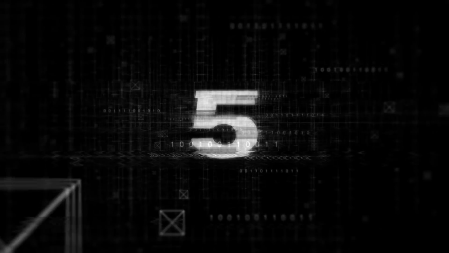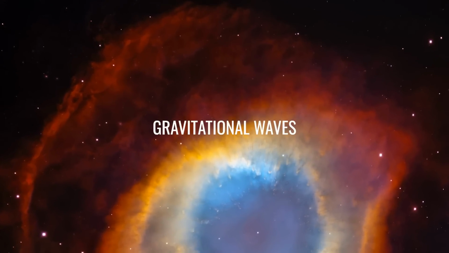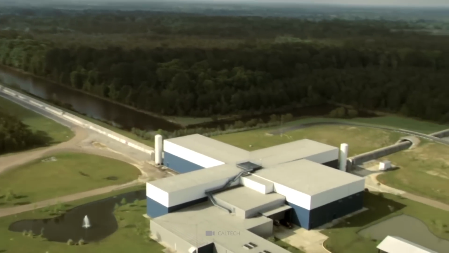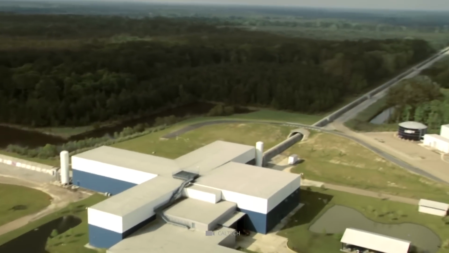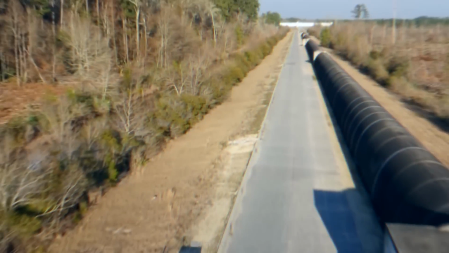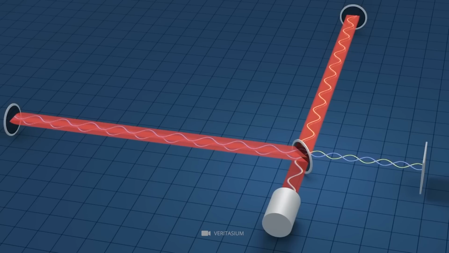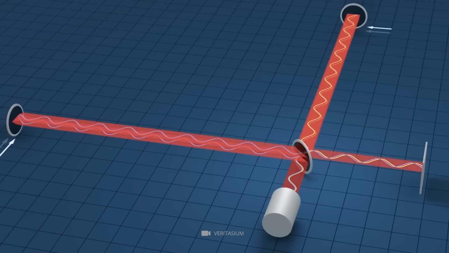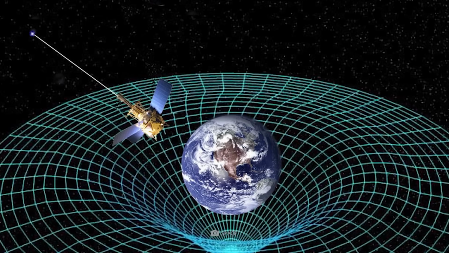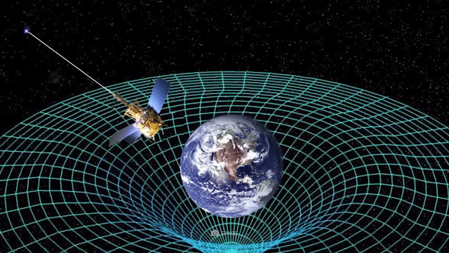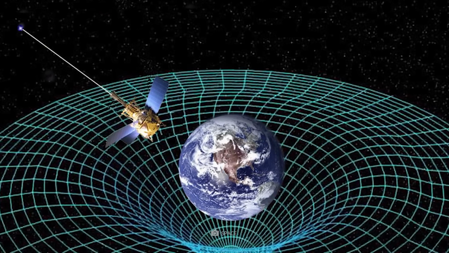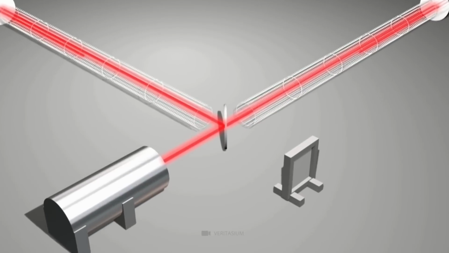Number 5. Gravitational waves. In 2015, the Laser Interferometer Gravitational-Wave Observatory, LIGO, made history by detecting gravitational waves for the first time. Albert Einstein's theory of general relativity, over 100 years ago, predicted these ripples in the fabric of space-time, but they had never been directly observed until then.